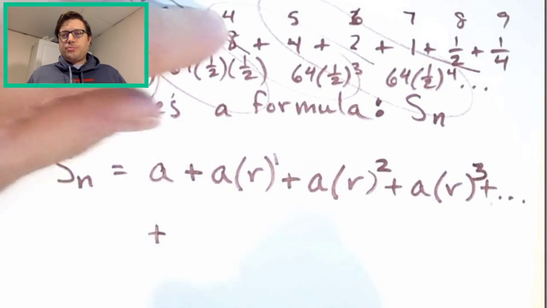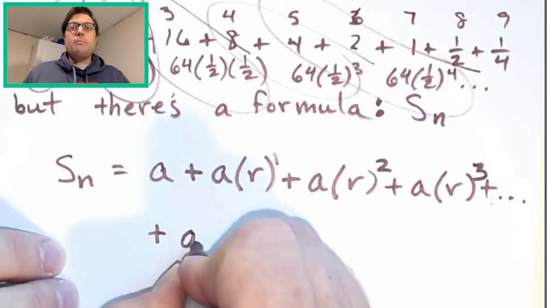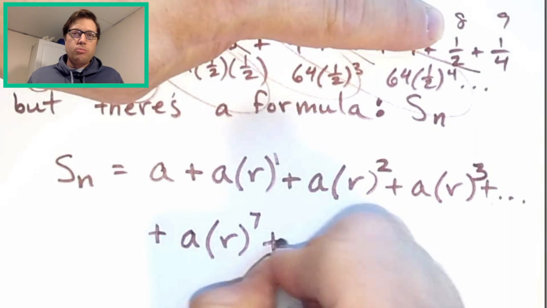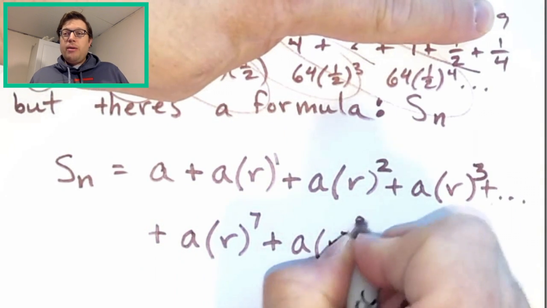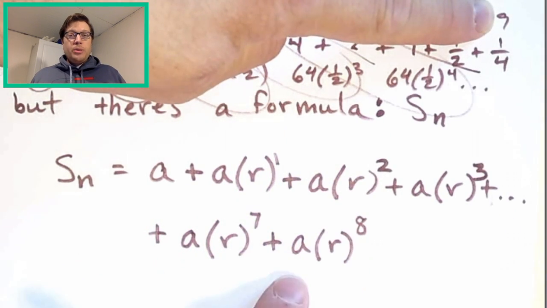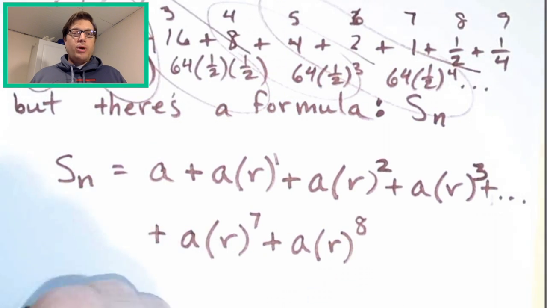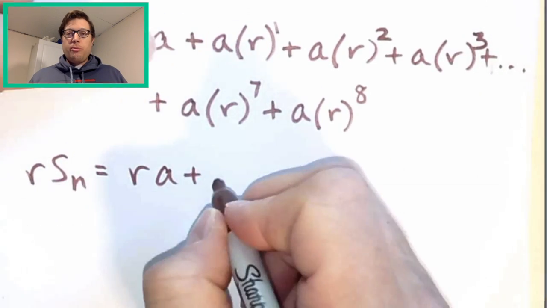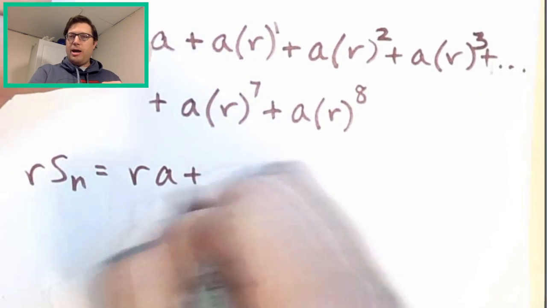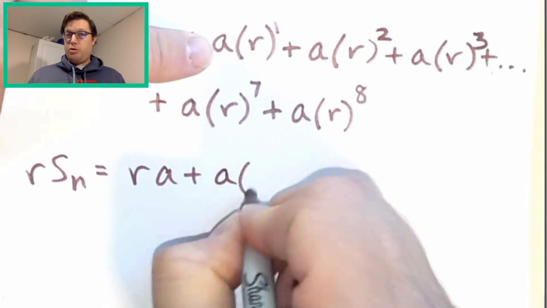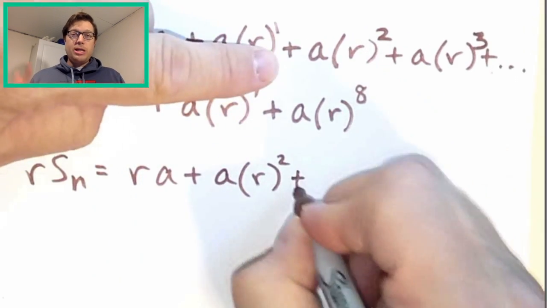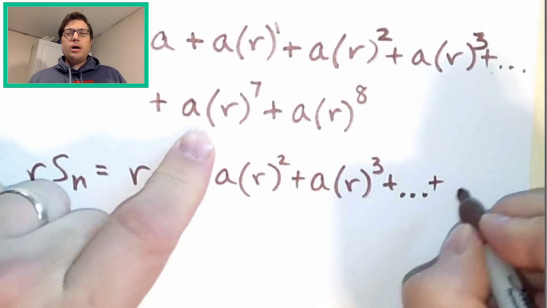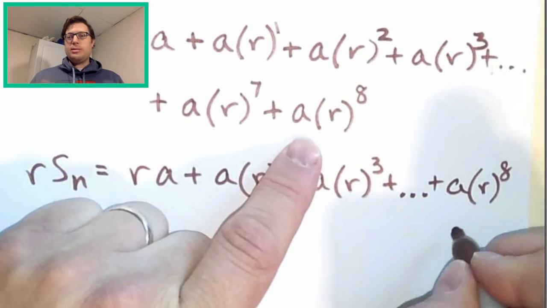So A is going to represent that first number, that 64, and then R is going to represent that ratio that we're multiplying by. We're multiplying by 1/2. The 9th number translates to multiplying by the ratio 8 times. Now, a trick here to get to a formula is to multiply every term by the ratio, by R. That even includes multiplying this S sub n, the answer to the sum of the series, by R. So left side, right side.